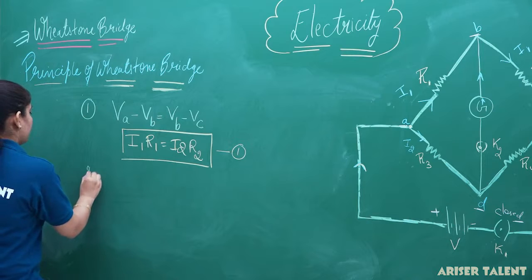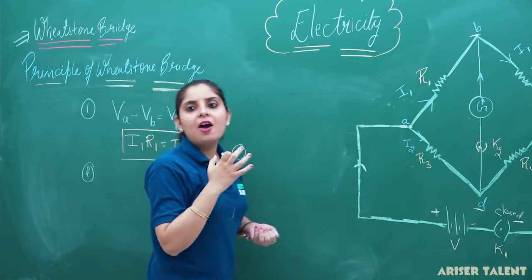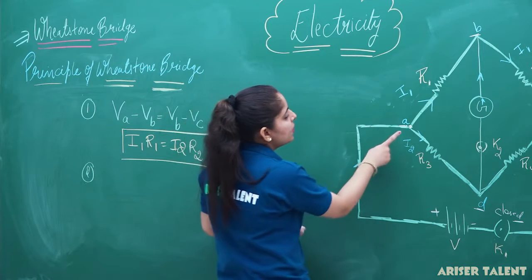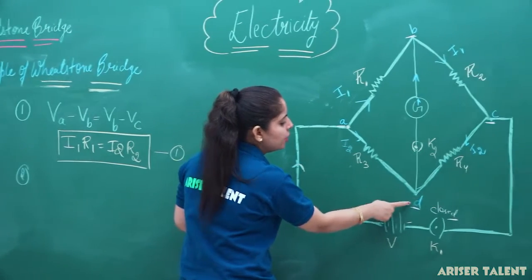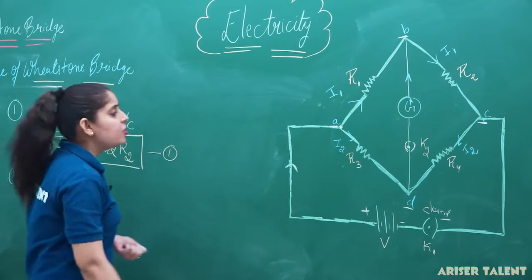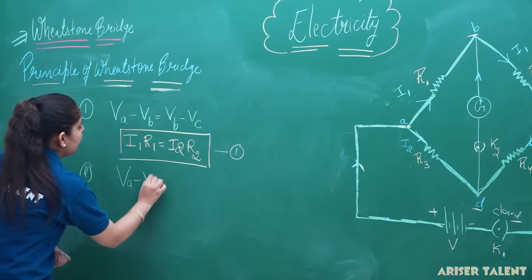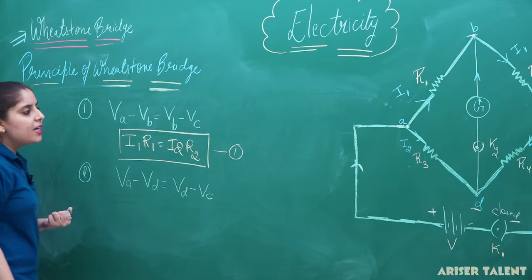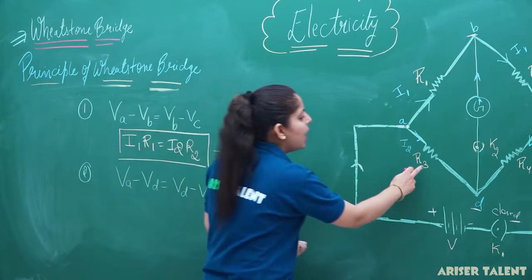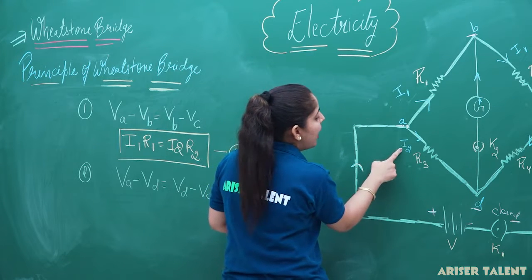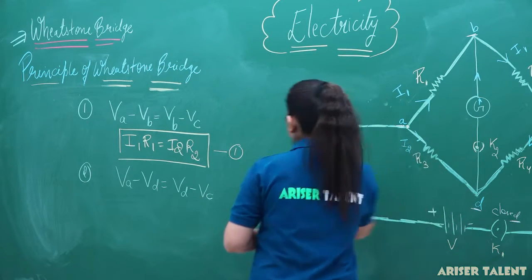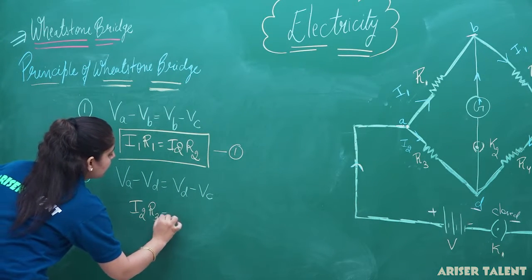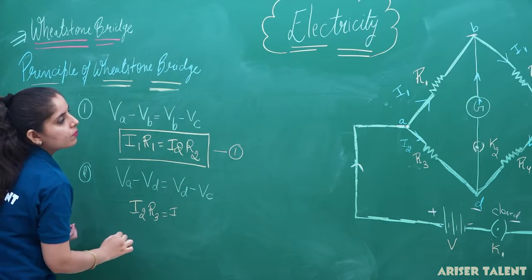Now, look at the other half part of the bridge. This is the other half part we have. Now, what you can see here, VA minus VD will be equal to VD minus VC. This is the difference in the potential. So, I can write here VA minus VD will be equal to VD minus VC. This is the condition for voltage, and the current flowing in the resistors R3 and R4 can be written as I2 R3 equal to I2 R4. So, the next condition is I2 R3 equal to I2 R4.